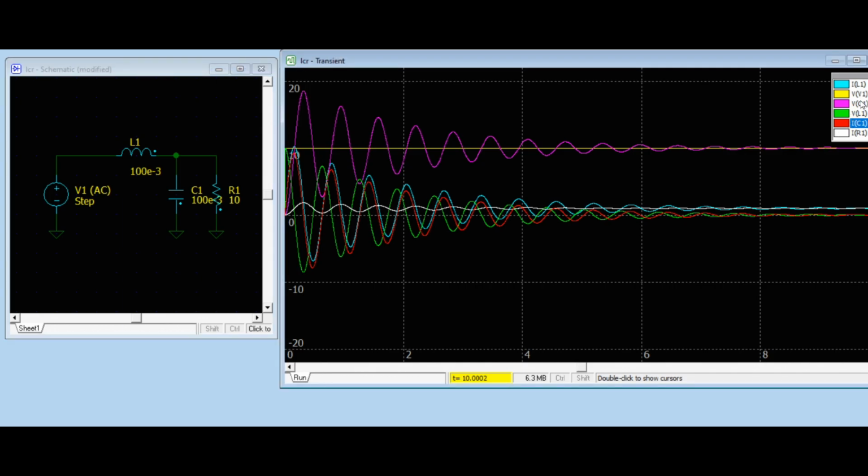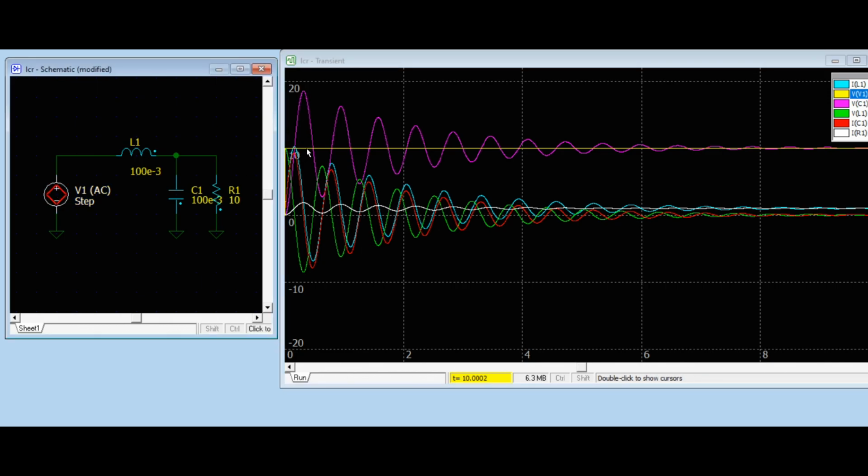Circuit behavior. 1. Initial conditions. Initially, when the step voltage is applied, the inductor resists the sudden change in current, and the capacitor begins to charge. 2. Charging phase. During the charging phase, the voltage across the capacitor increases, and the current through the inductor gradually rises. 3. Steady state.